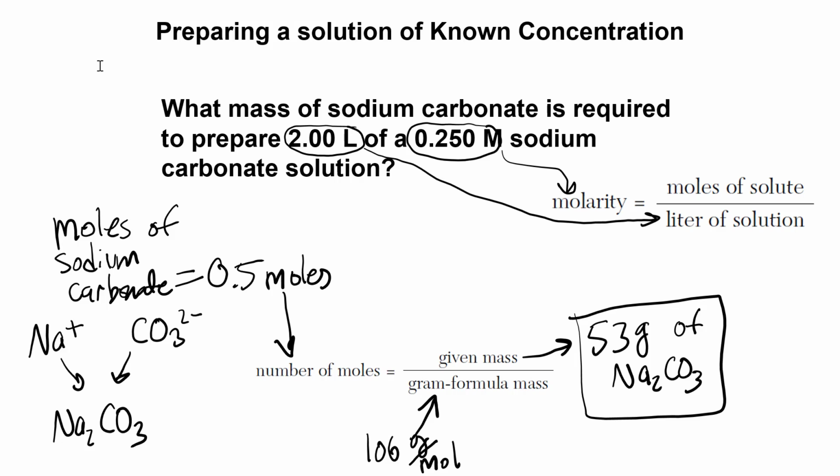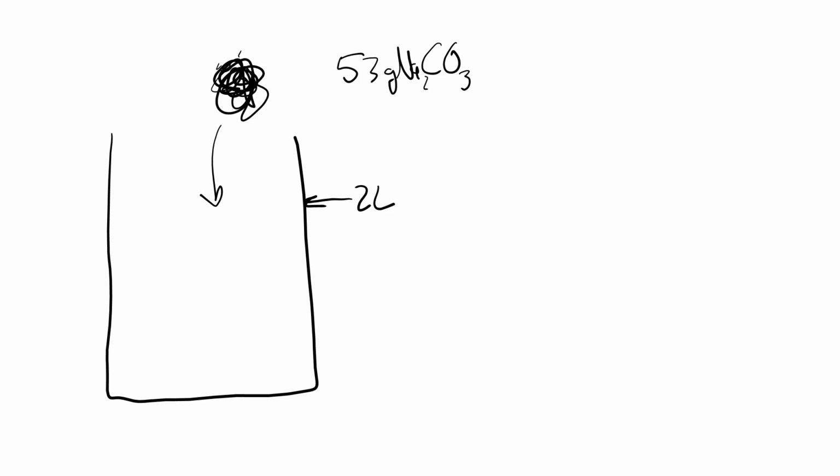And how do we actually prepare this solution? Well, I'm going to show you. What we would do is, since we need to have 2 liters, no, not 2 liters. What is it? Yeah, it is 2 liters. We have to have a 2-liter solution. So eventually this is the 2-liter mark right here. We're going to take our 53 grams of sodium carbonate. So let's just say we have a bunch of it right here. We're going to put it into the beaker.